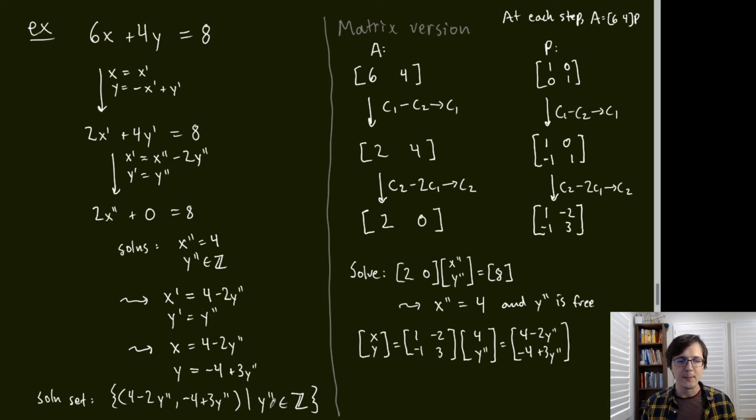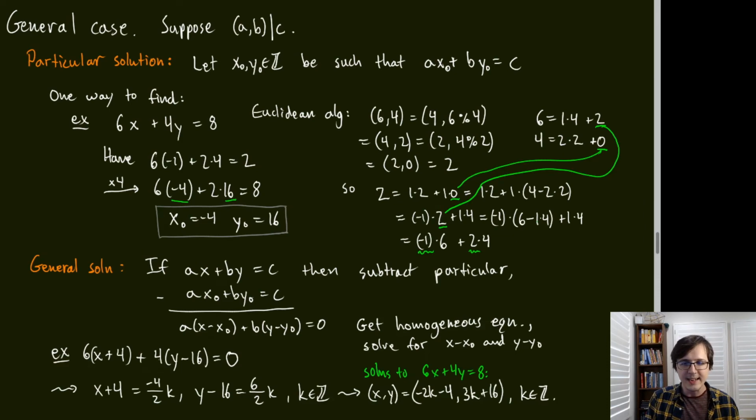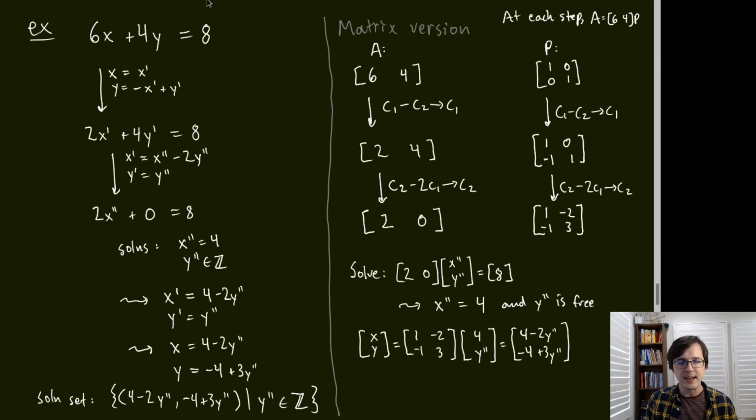So by having y double prime vary over all the integers, these pairs of numbers give us all the solutions, which is exactly what we got before by the other method. Sorry, I actually don't mean exactly the same. We got some different coefficients, or a different particular solution, basically. This one was minus 4, 16, and then the one that we got here was 4, minus 4. It doesn't matter which particular solution we chose.